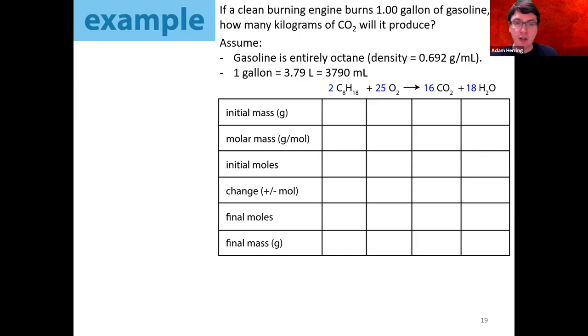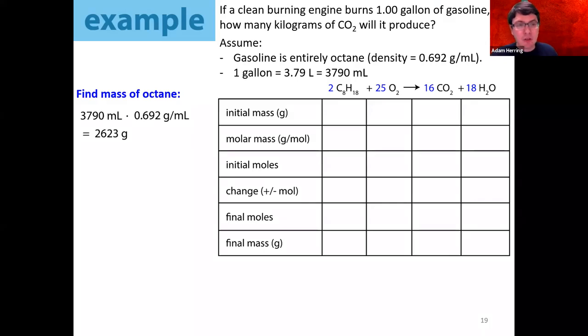To find the moles of octane, we need to find the mass of octane. And so we will need the molar mass, the mass of octane. And we can find the mass of octane by using the density of octane and the volume of the octane in gallons. So let's start by finding the mass of octane. This is found by taking the volume and multiplying by the density. We get 2,623 grams. Let's put that into our table.